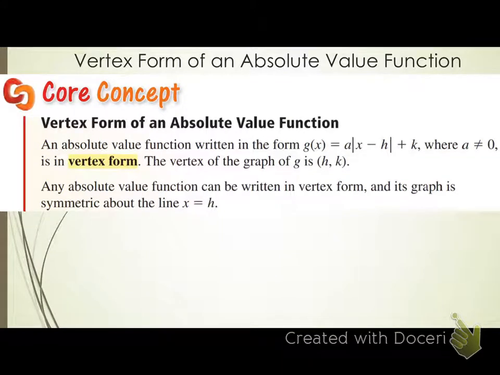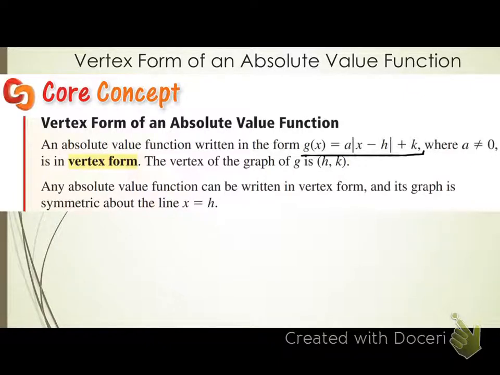So we've talked about graphing absolute values just using a table of values. But there's also what we call vertex form of an absolute value function. And this is vertex form right here. An absolute value function written in the form g of x equals a times the absolute value of x minus h plus k, where a does not equal 0, is in vertex form.